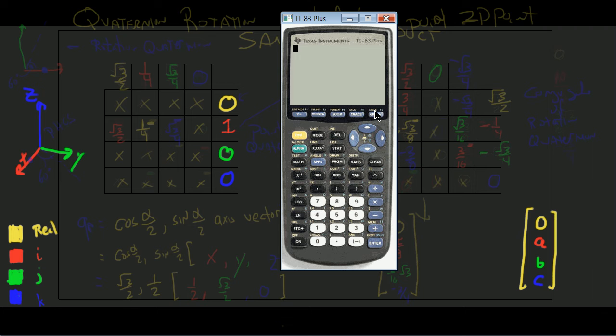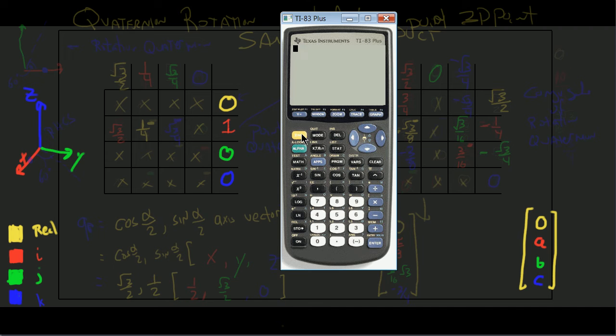And I'm going to plug those numbers in now into matrix A. So I'm going to go to second matrix. I'm going to go to edit. And matrix A is going to be a 4 by 1. The first value is going to be 0.866. Go down here. The second value is 0.25. Go down there. The third value is 0.866 over 2, so I can do that: 0.866 divided by 2. And the last value is 0. So I have now in matrix A that set of numbers.